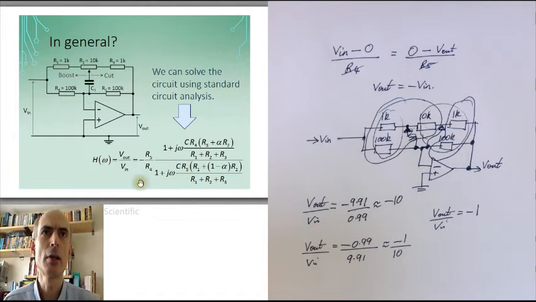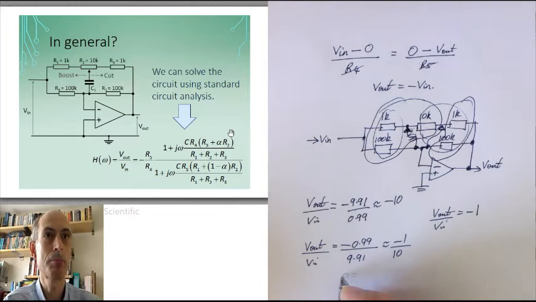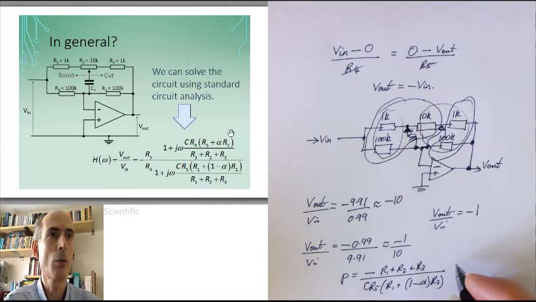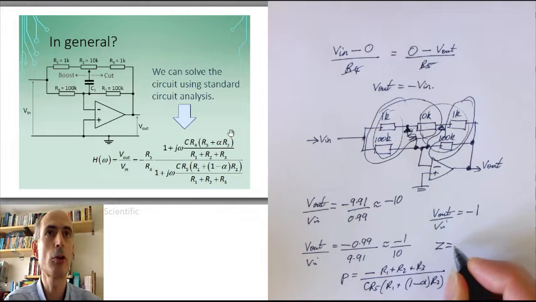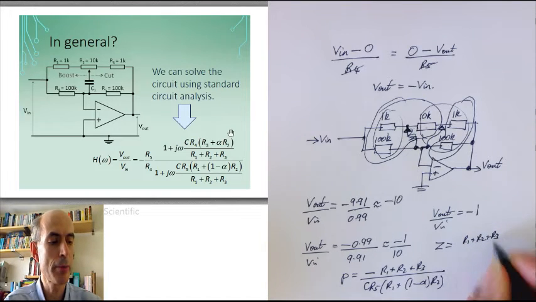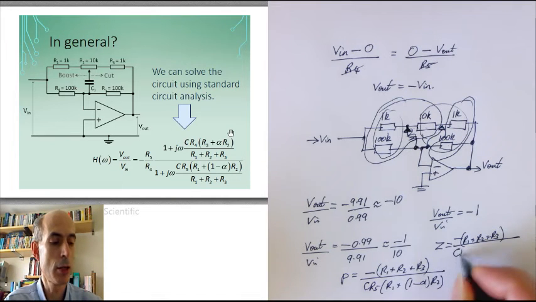Now you can see here that we have a single 0 and a single pole. And the pole occurs when j omega is minus (R1 plus R2 plus R3) all over C R5 plus this lot. And we have a single 0, and the 0 occurs when j omega is (R1 plus R2 plus R3), actually minus that lot, divided by C R4 (R3 plus alpha R2).